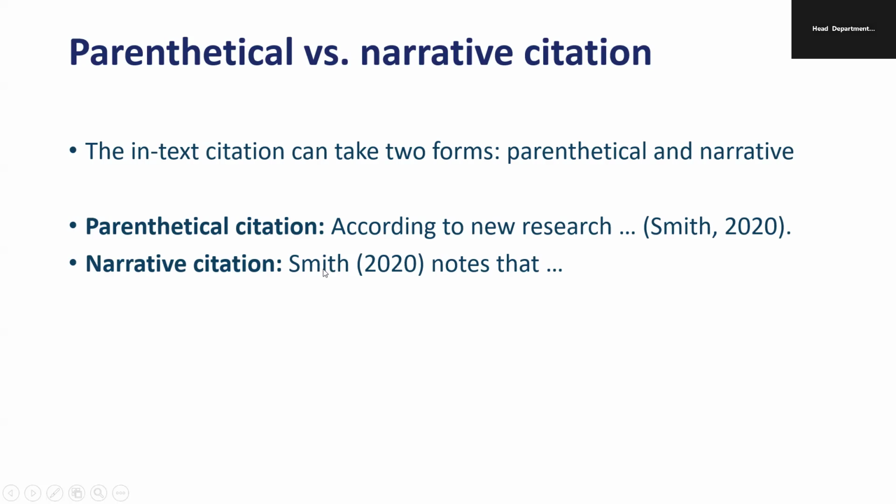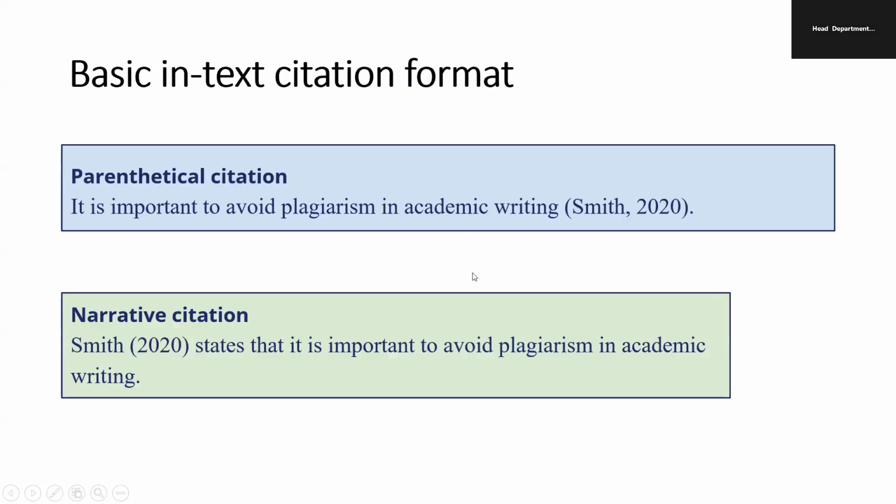Then we take the author's name first. If we do it like this, we call it narrative citation. If not, we write the statement first, then within brackets, we give the details of the author. Within brackets, first we take the author's last name, then the year of publication. Right. There are two examples for this.